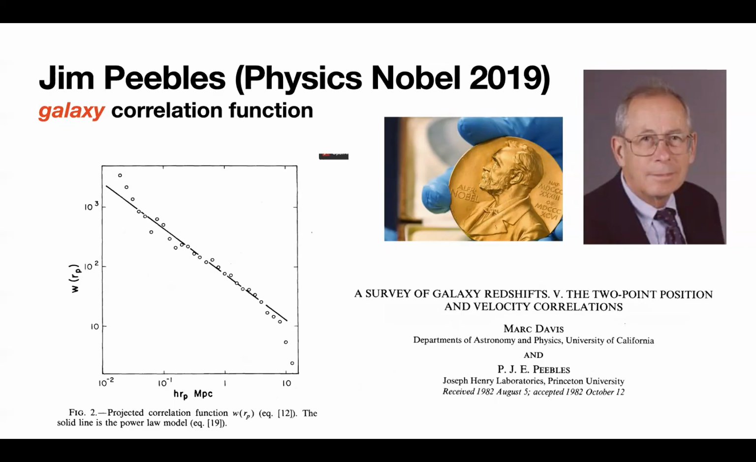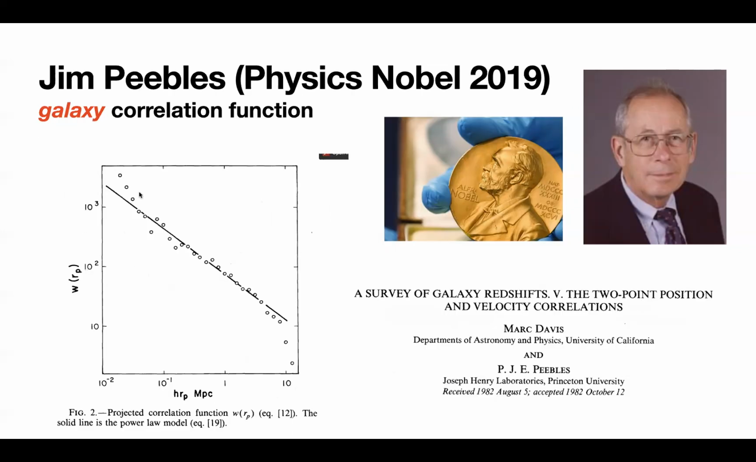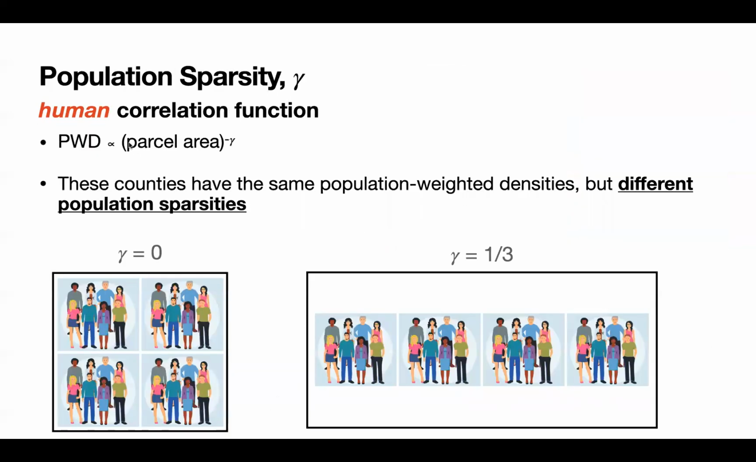So this is a galaxy correlation function, and then you could do a human correlation function. The human correlation function would be essentially the same thing: how the density falls as a function of the parcel area in this case. And the same way that Peebles and Davis fitted a power law to this, we could fit a power law to the rate of fall off of population weighted density with distance or area in this case. And there's a power, which we call population sparsity.